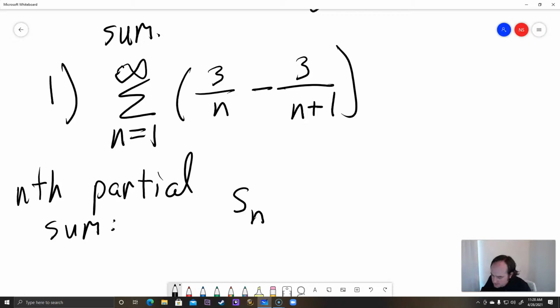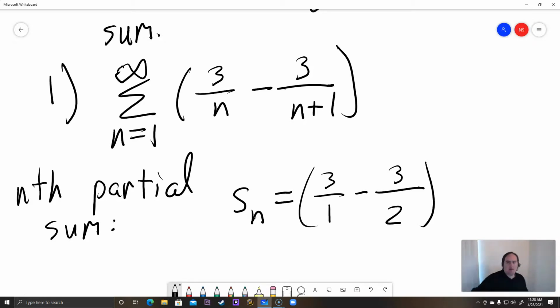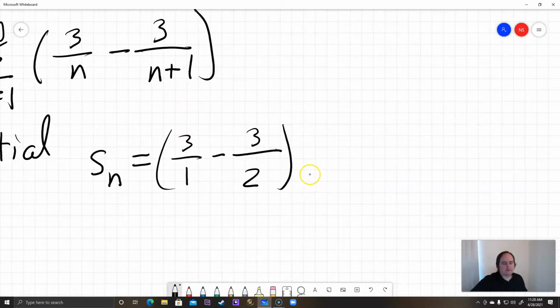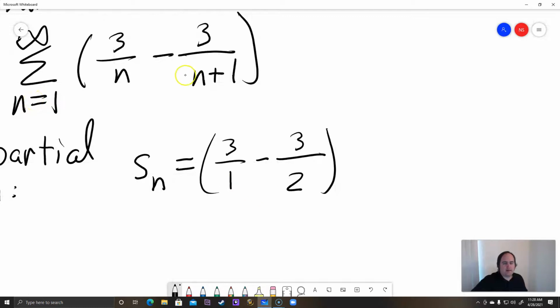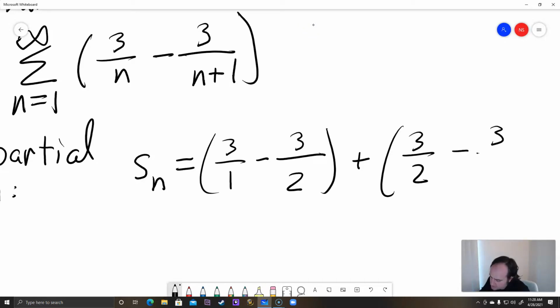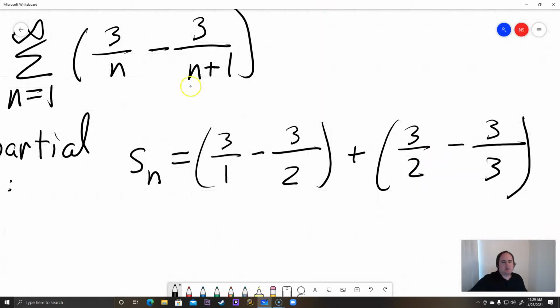Okay, and the way you want to do this is you want to start at n equals 1. So we're going to have 3 over 1 minus 3 over 1 plus 1, which is 3 over 2. And let me kind of move over here a little bit. So you can see we're doing this formula here, and we're starting at n equals 1. And then the next one is going to be, since we're adding them up, plus 3 over 2 minus 3 over 2 plus 1, which is 3 over 3. Okay, and then we can keep going. So the next one's going to be 3 over 3 minus 3 over 4.